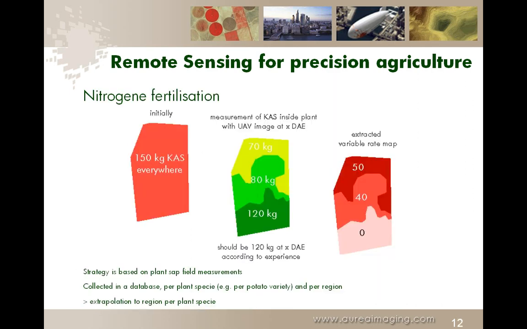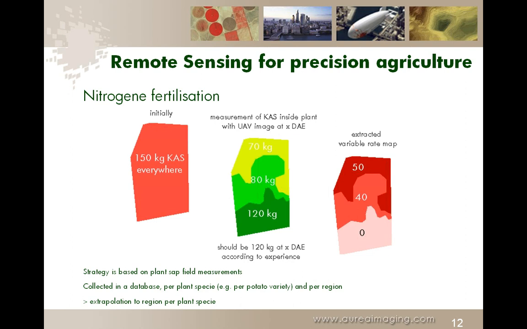Another example here is for fertilization with nitrogen. I don't know how it is in other areas, but in the Netherlands they try to fertilize now 2 times a year. Half, 50% at the beginning, and halfway another 50%. So initially, without really knowing about the variability in the field, they throw 150 kilograms of gas per hectare everywhere.